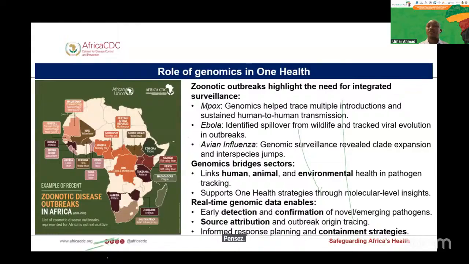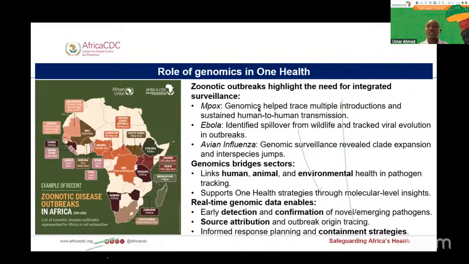So what is the role of genomics in One Health? One Health is the big interconnectedness between humans, animals, and the environment. And as I mentioned in the previous slide, there are lots of zoonotic disease outbreaks in Africa, particularly in the western parts of the continent. The key zoonotic diseases are Mpox, Ebola, and avian influenza. Genomics is being applied to those pathogens.